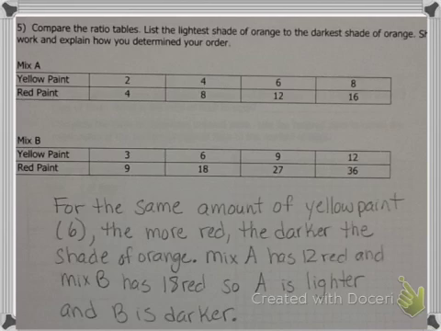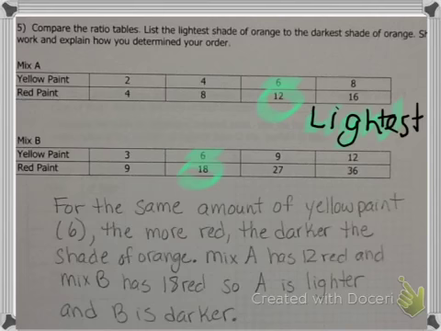So I'm looking at it: if I have the same amount of yellow paint, 6 and 6, then I can compare how much red paint was added to the mix. I notice that A has 12 reds added to it and B has 18 added to it. So this has to be the lightest, and I should write in darker color. This has to be the lightest, and this one is the darkest because it has more red added to it.